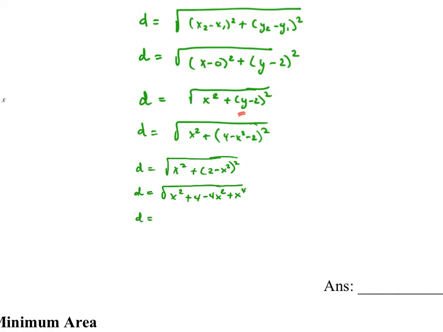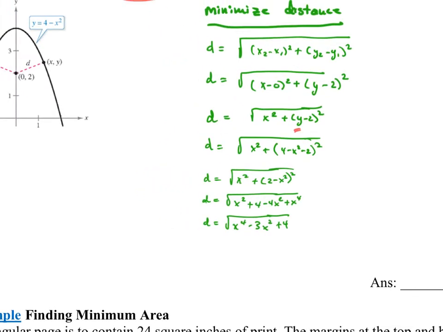So putting this all in proper order, this is the square root of x to the 4th. We have x squared minus 4x squared, so that's minus 3x squared, and then a plus 4. So I'm ending up with the distance formula being the square root of x to the 4th minus 3x squared plus 4. And that is what I want to minimize. So how do I minimize that? Well, I need to find the derivative. So I'm going to do that over to the left to get a little more room.